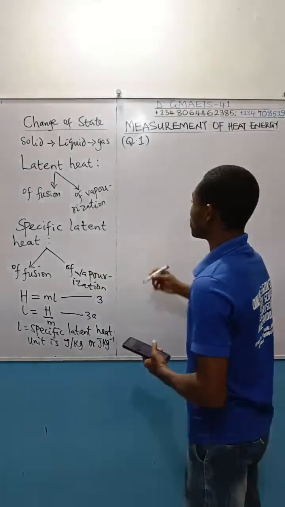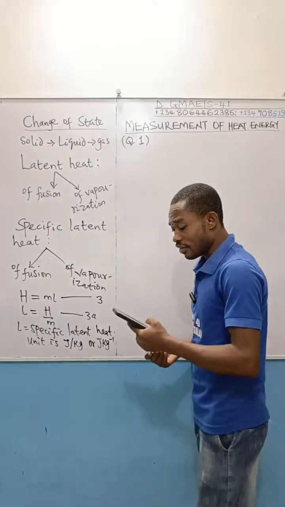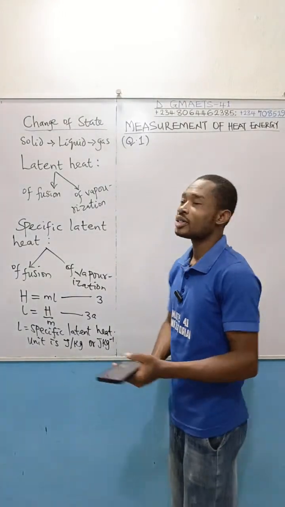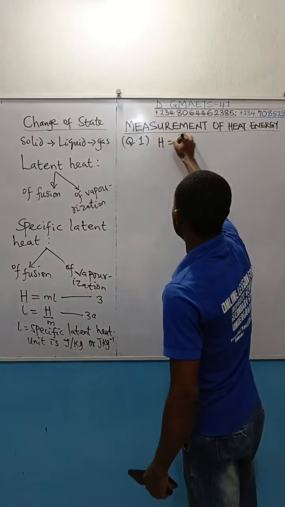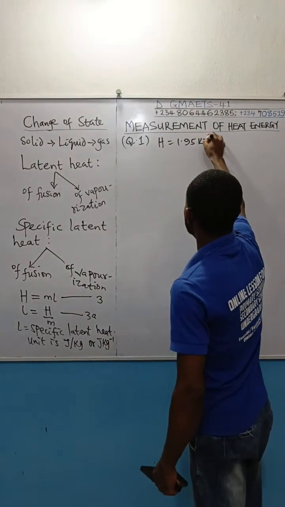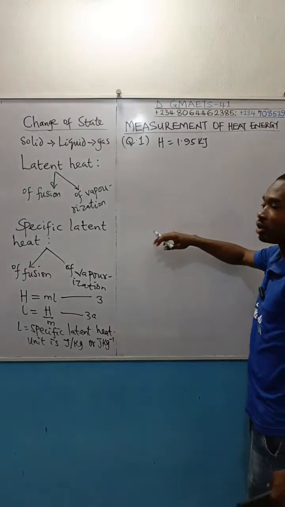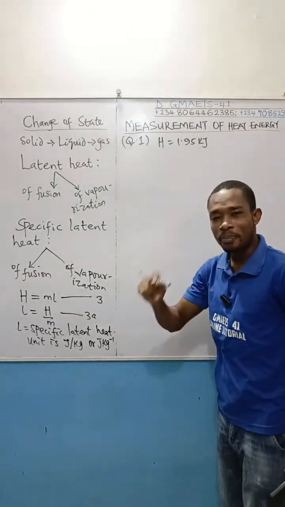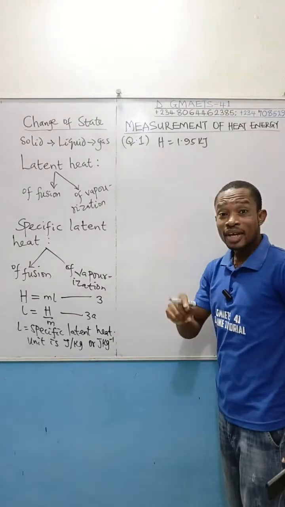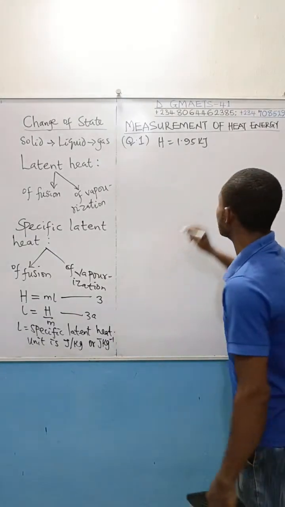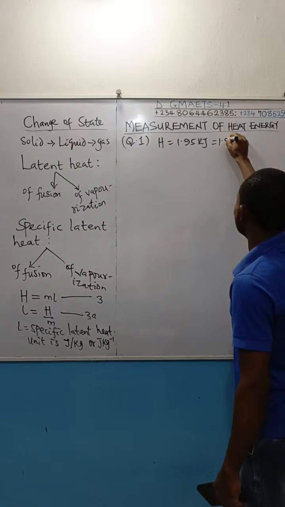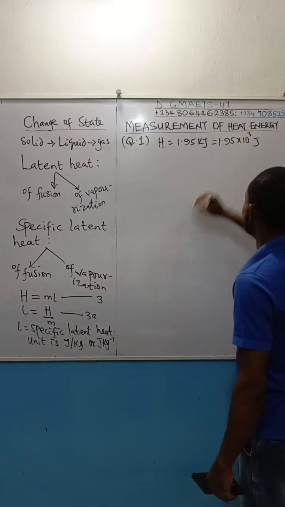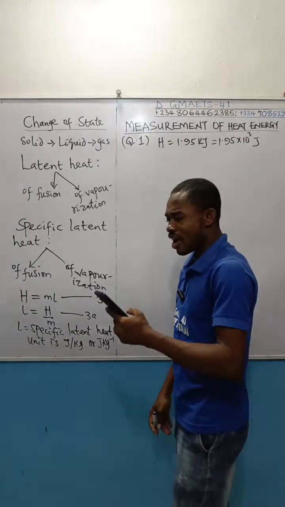So let us solve this question. From the question given to us, the value of heat required was given as 1.95, so we know the value of H: 1.95 kilojoule. Convert this into joule by changing this kilo to its metric prefix value. The metric prefix value of kilo is 1000. So this is equal to 1.95 times 10 to the power of 3. 10 to the power of 3 is the same as 1000.